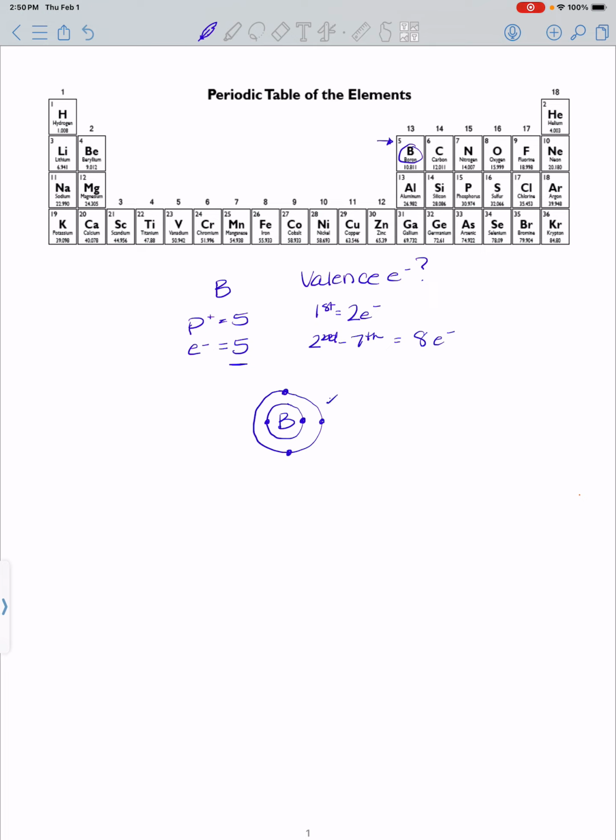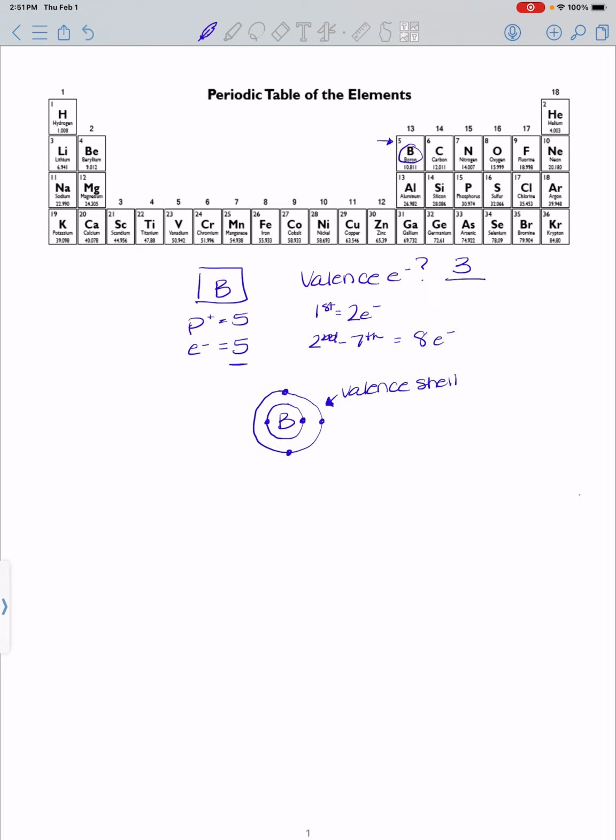The outermost shell that contains electrons is called the valence shell. So if a question asks you, for an electrically neutral boron atom, meaning there's no charge, how many valence electrons are there? You would say 3, because this is the valence shell and there's 3 electrons in it.